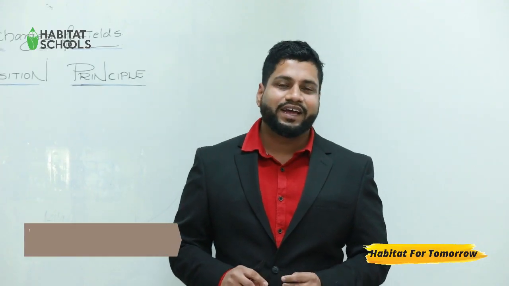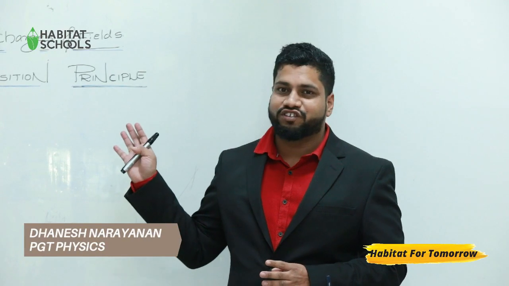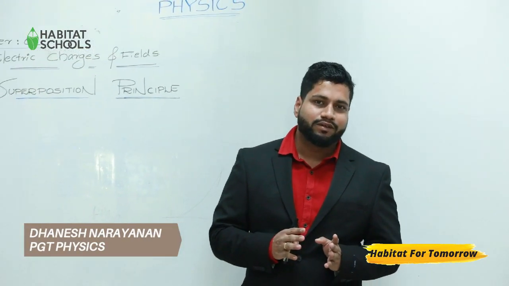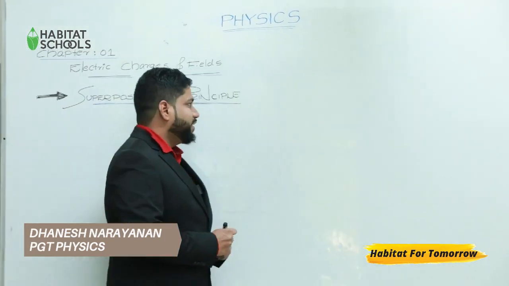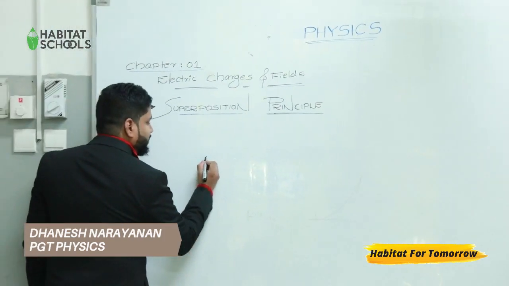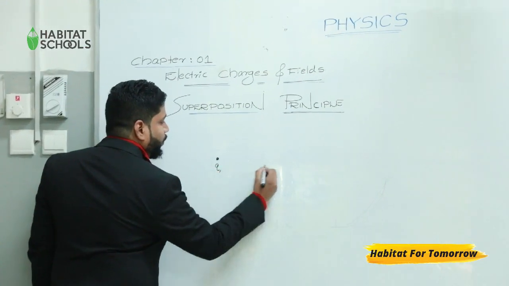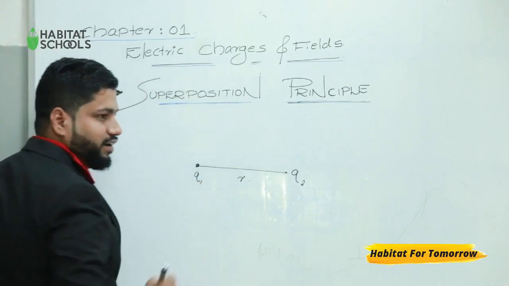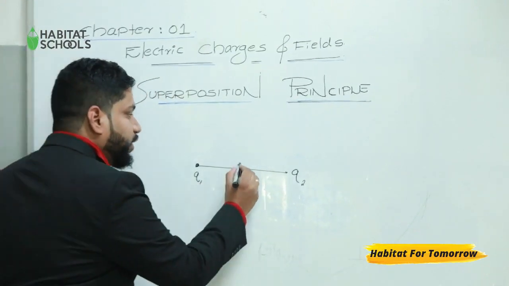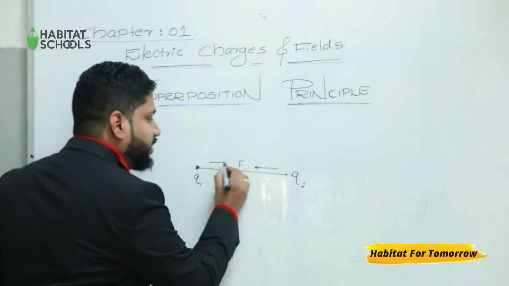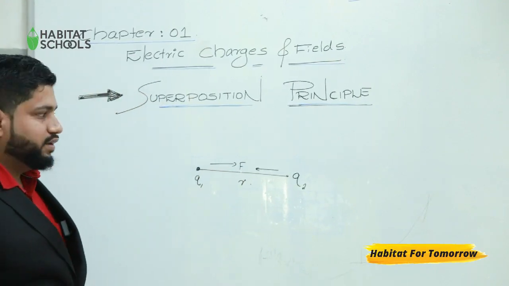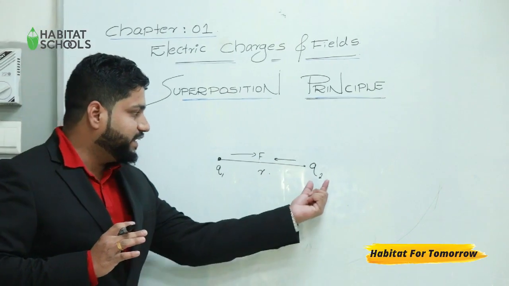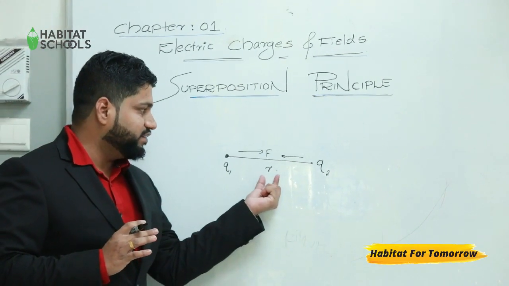Hi students, today I am going to take the topic superposition principle. You already learned what Coulomb's law is. What is Coulomb's law? Here two charges, either positive or negative, are separated by a distance r. Then there is an electrostatic force between these two charges. According to Coulomb's law, two charges, either positive or negative, are separated by a distance.